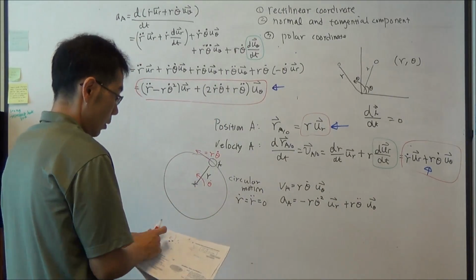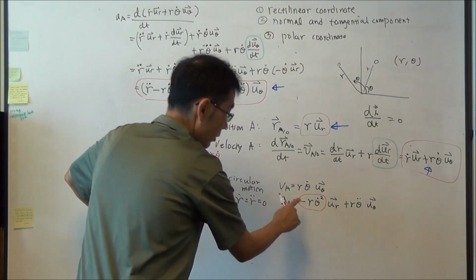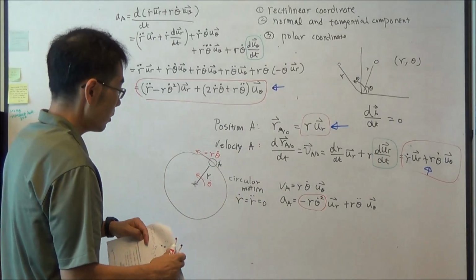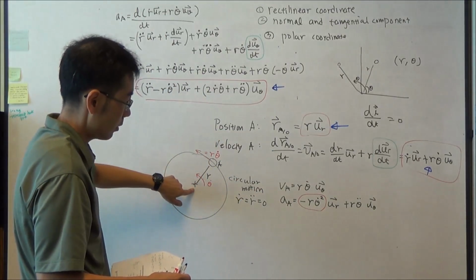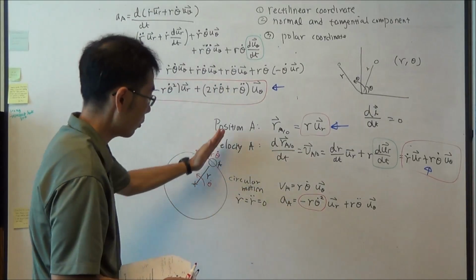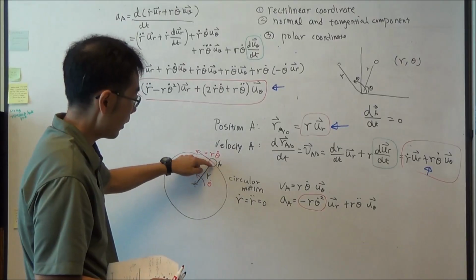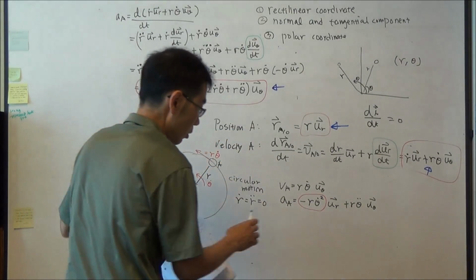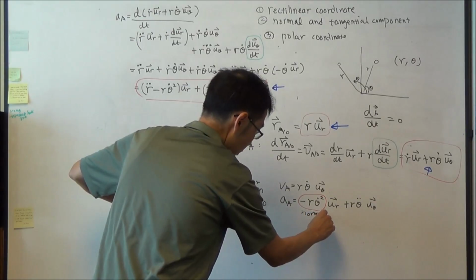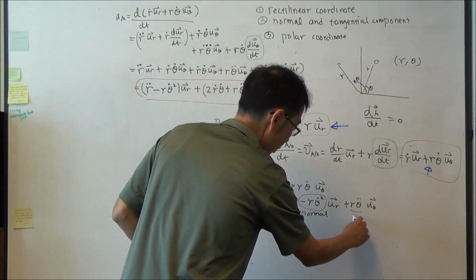So just look at this one. What's the meaning of the negative sign? It means the acceleration of A is pointing to the center, because the u_r direction is outward, so negative means inward. So the acceleration of A is pointing to the center, which is the normal direction. This is normal to the motion, and this is tangential.